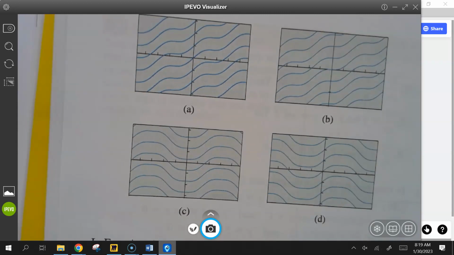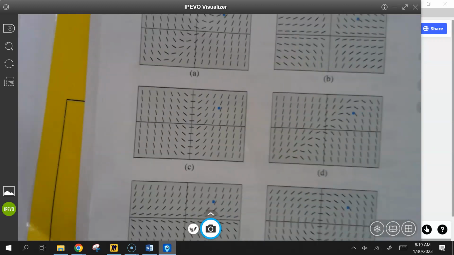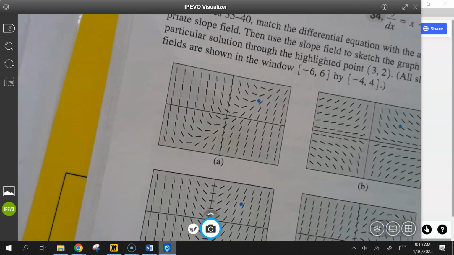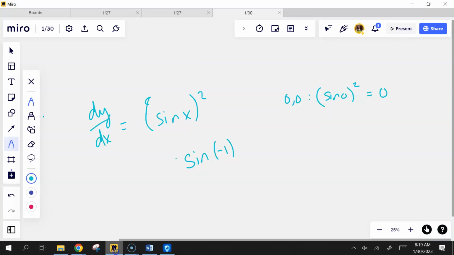I've not seen anything like that. I have seen ones like that, but I've not seen the trig functions like that on any type of exam.